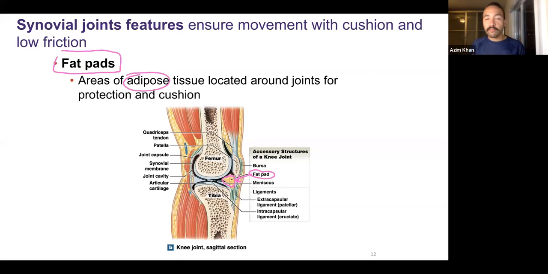I'm not going to make you point out specific locations of fat pads, like the name of this fat pad or the name of that fat pad. I just want you to know the presence of fat pads surrounding the joint capsule to provide cushion.